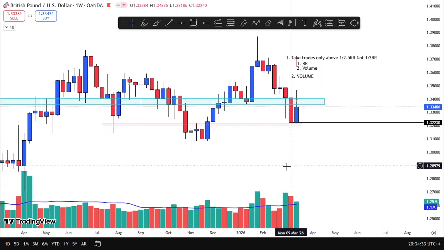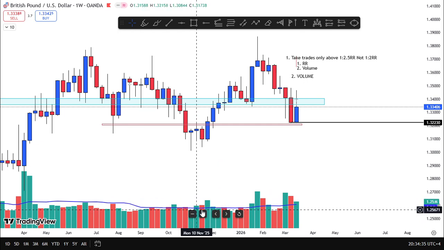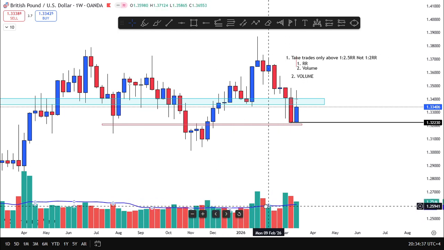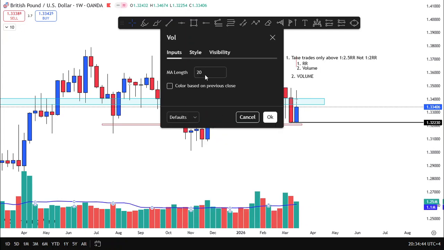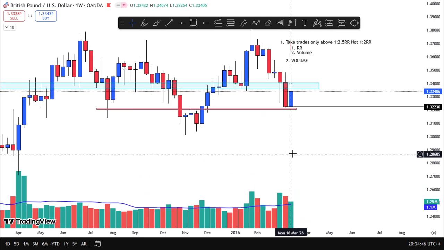Now the logic behind this GBP USD trade, this blue line which is going is a mean. Wait, I'll show you my volume strategy. This is the volume moving average. You can activate this to have that line over here. The input is 20. It's a 20 EMA.